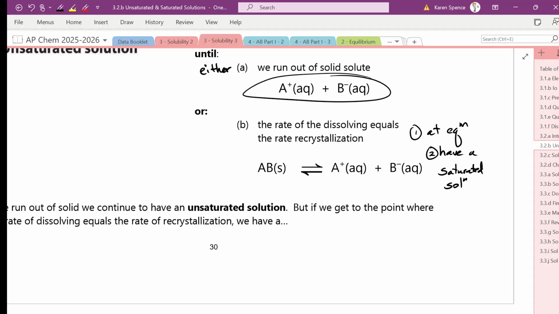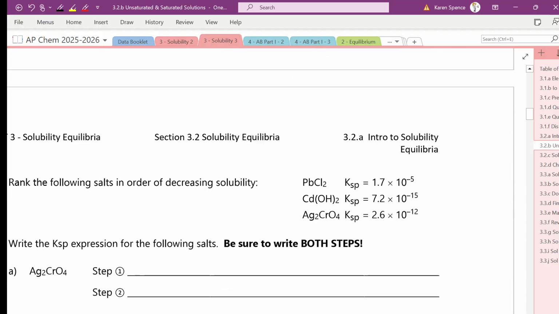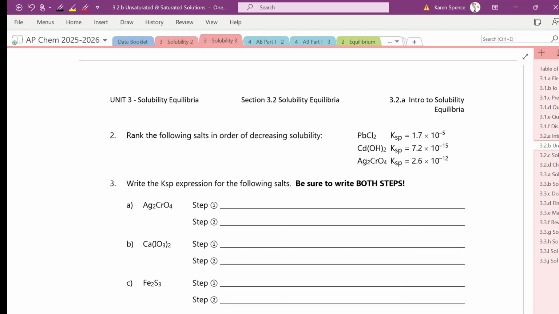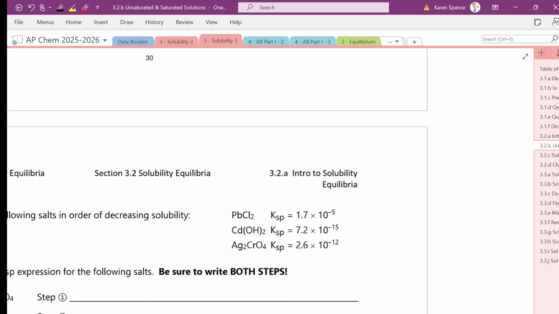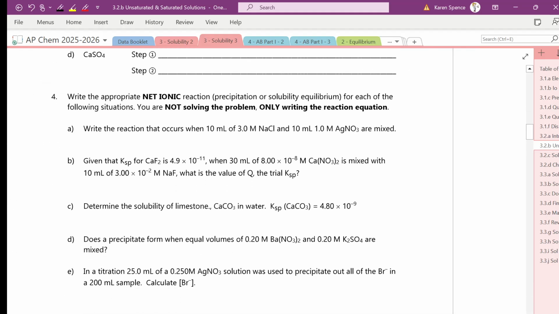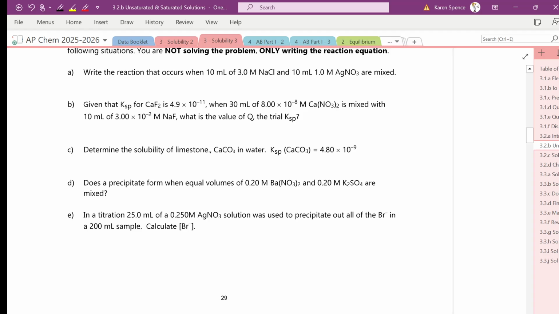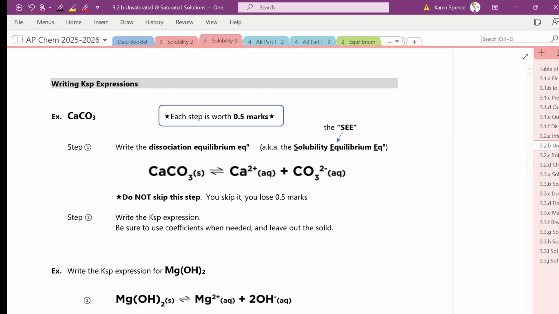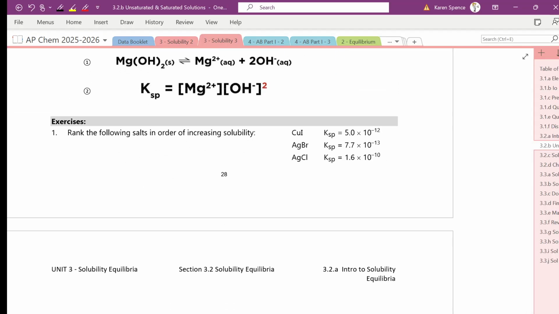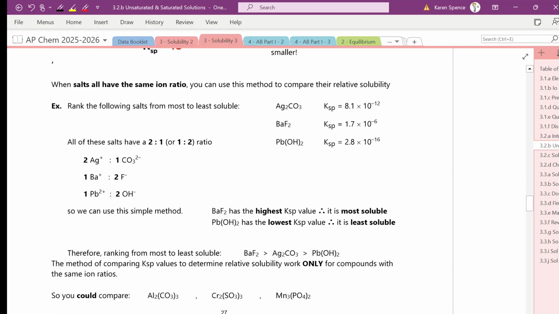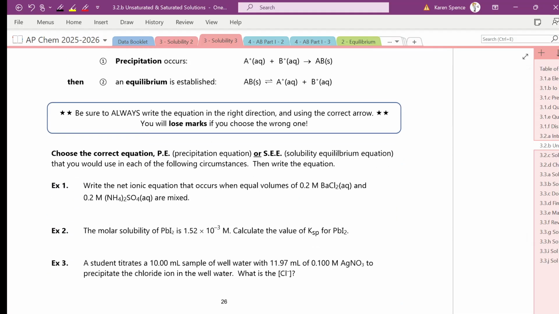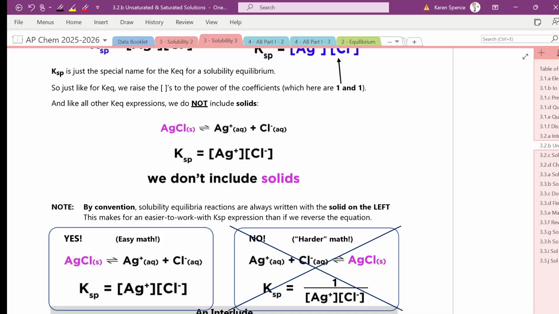But if we get to the point where dissolving equals recrystallization, oh good, look, it says what I said. Oh no, what happened? What is happening here? Oh, page 29 comes after 30. That's exciting. Good Lord. Oh, it goes backwards. Does yours go backwards? No, what is happening? Oh my gosh. Okay. We might have a little problem here. Let's just see.